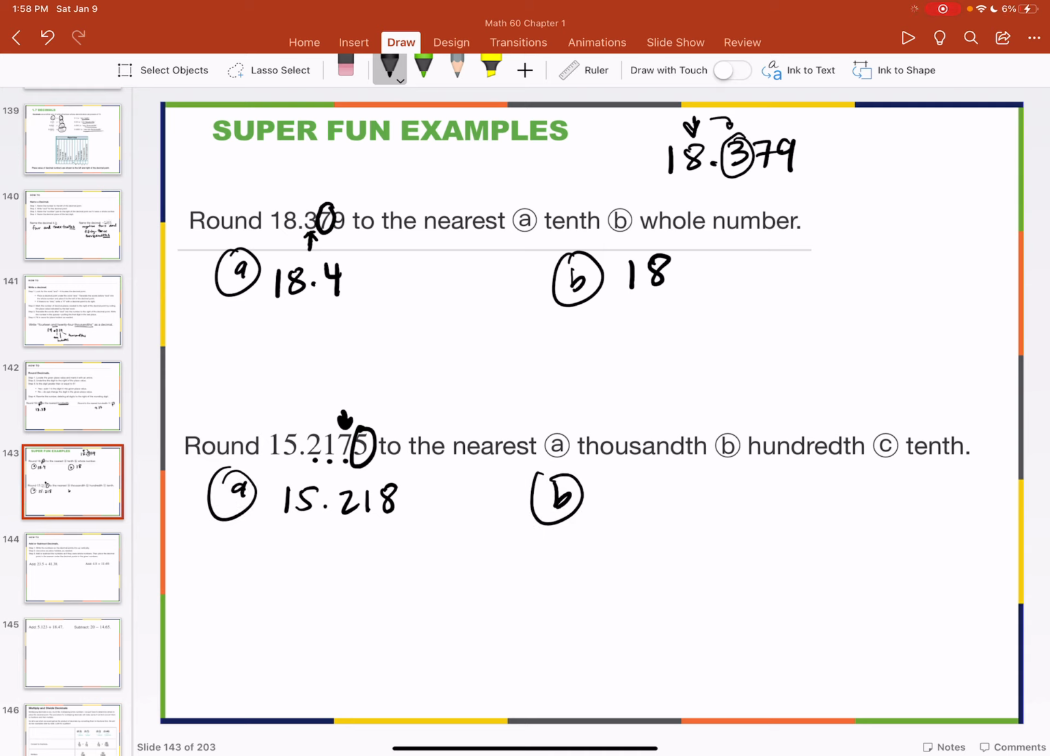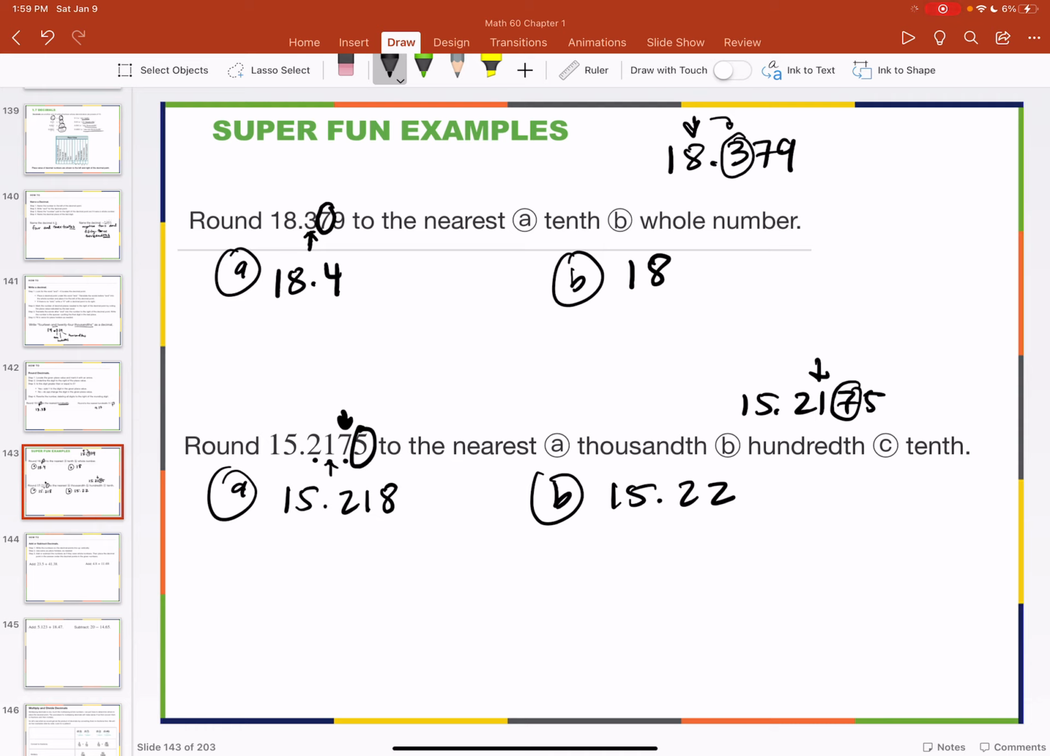And then for B, hundredth, that's going to be this one. To the right of it is 7. So for the hundredth, 15.2175, the hundredth is here. To the right is 7. We go up, so that's going to be 15 and 22 hundredths.